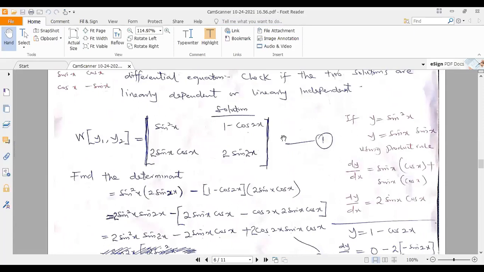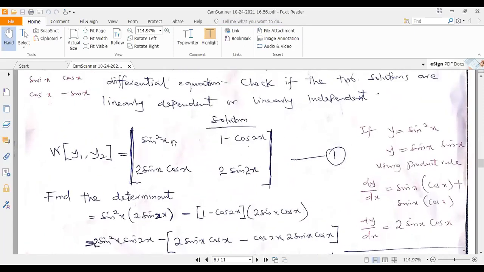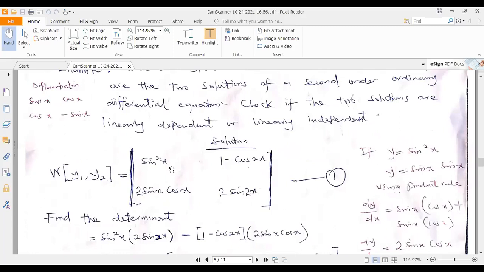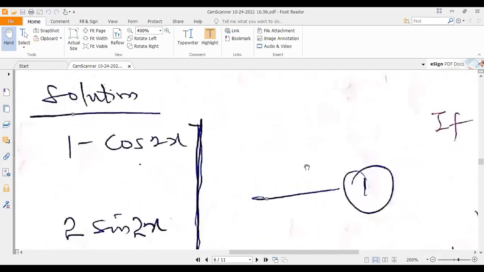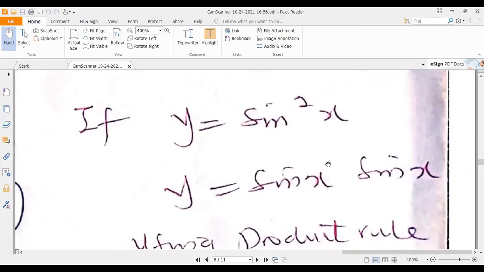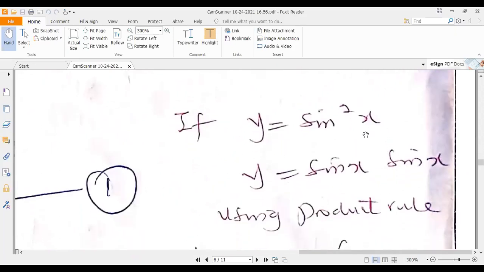So let me proceed now. So let's find the Wronskian now. So look at the two solutions now. The first solution is sine square x. Look at the second one, 1 minus cos 2x. These are the two solutions that we're given, right? So let us differentiate sine square x. How do we differentiate sine square x? Now, it's very simple. You know that sine square x is the same thing as sine x times sine x.